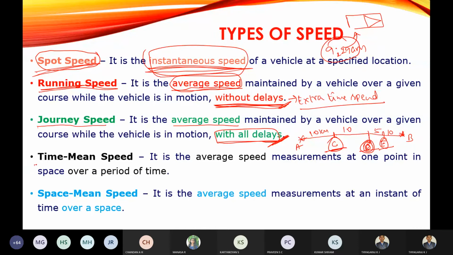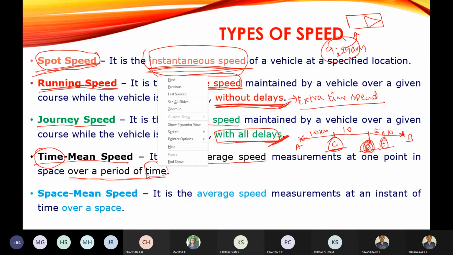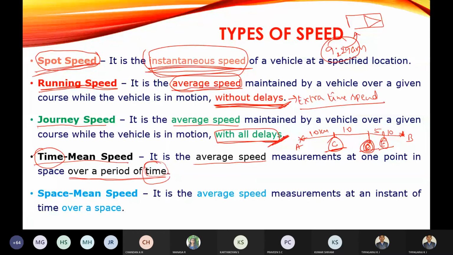Then comes the time mean speed, which is already known to us. That is the average speed of the vehicle at one point over a period of time. Whenever it comes with time, remember it should end with time. So it is the average speed of the vehicle over a period of time. Then comes the space mean speed. It is the speed of the vehicle over a space. These are the 5 types of speeds you should remember.